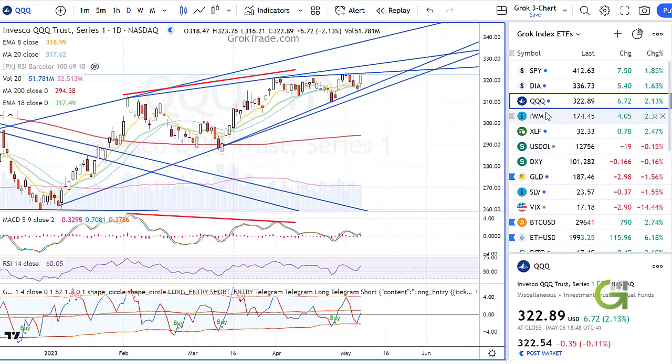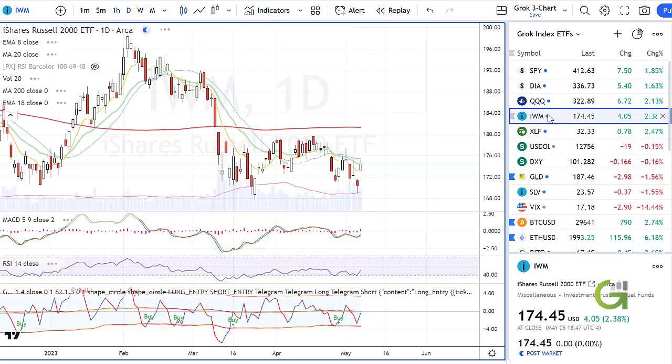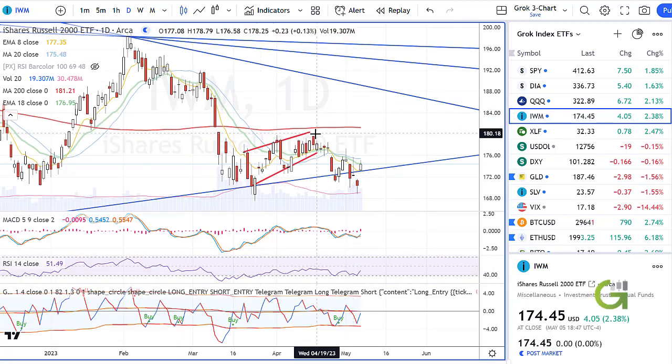Okay, let's look at small caps, the Russell 2000. We had this little bear flag. Remember we talked about this bear flag in the last video. Look what it has done since then. Not so good. Really, really weak. We had a big pop here though, guys.